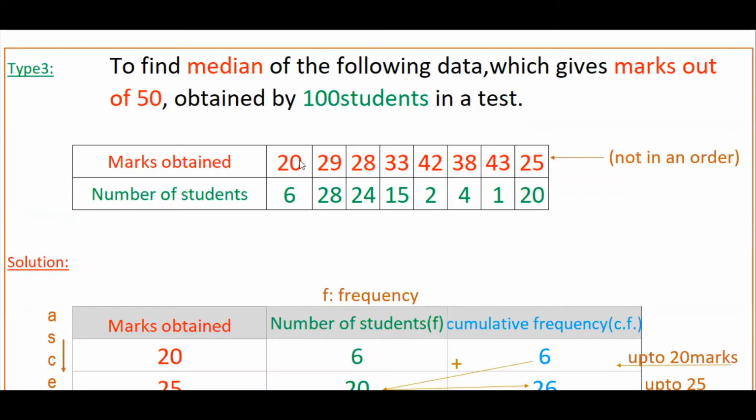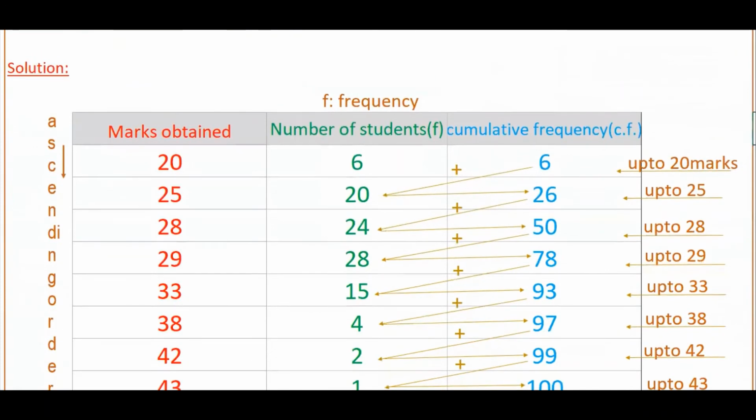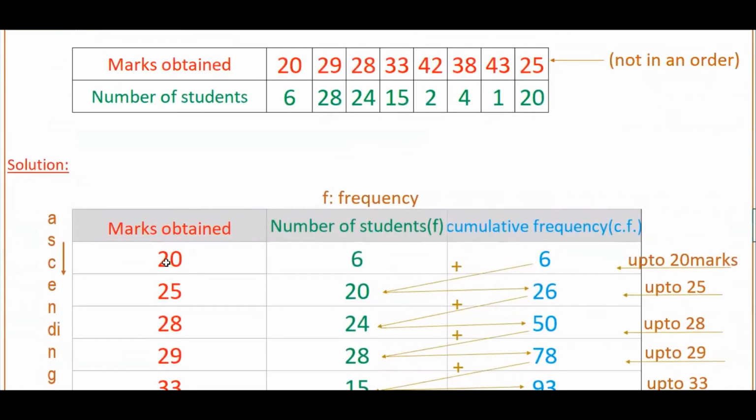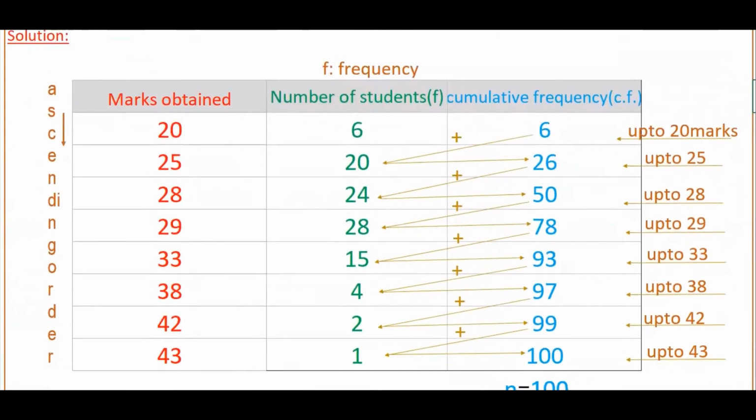So first you have to write them in order, column-wise like this. Here 20 and 6 students, 25 marks 20 students, and 28 marks 24 students like this. And here the number of students is the frequency, so write F. To find the median, you have to find the cumulative frequency here.